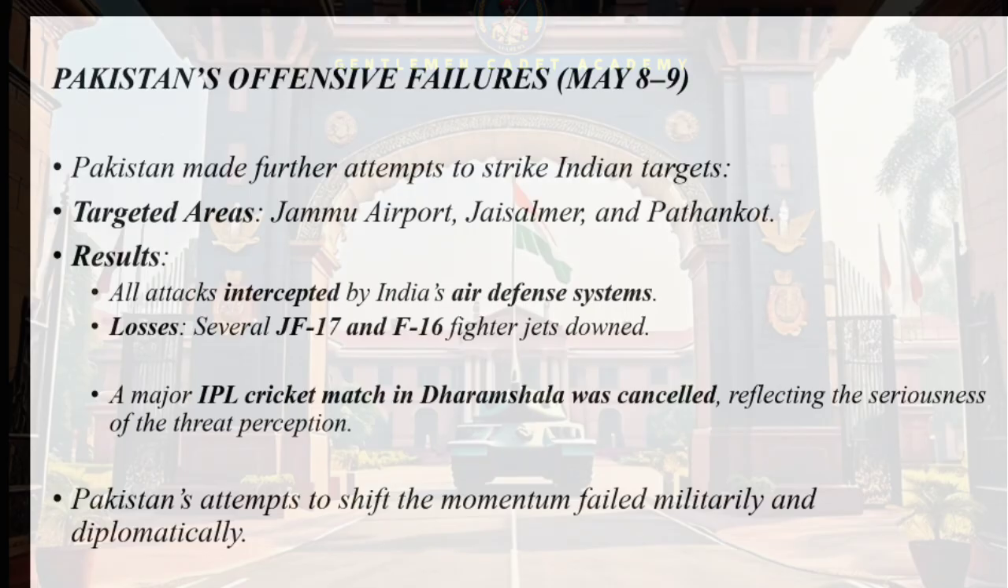According to Indian intelligence, multiple Pakistani aircraft, including F-16s and JF-17s, were downed, and the failure of Pakistan's offensive was compounded by internal confusion and a faltering narrative. Also, the IPL match between Punjab Kings and Delhi Capitals at Dharamshala was cancelled due to security concerns, which symbolized the seriousness of the situation domestically. Pakistan's military objectives remained unfulfilled, and its retaliatory credibility was eroded, leaving it diplomatically cornered.